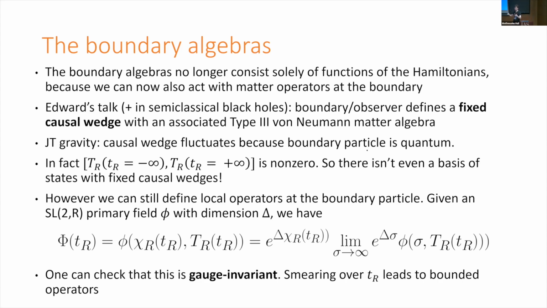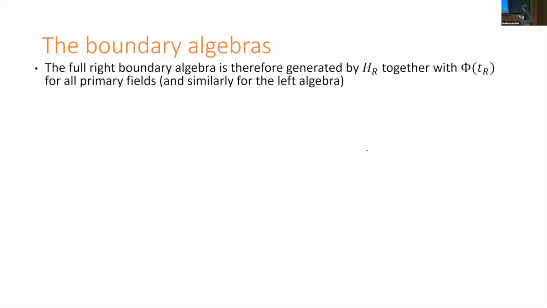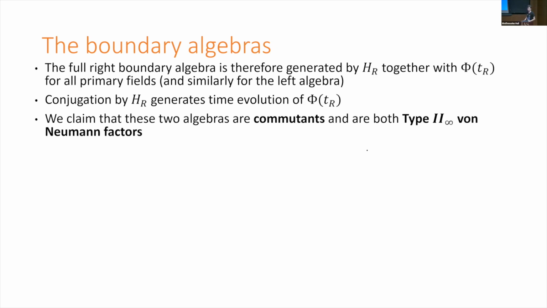Local operators are not very well defined, but if you smear them out over a little bit of boundary time, that's like smearing them out over a little bit of bulk time, and that should give us some bounded operators. So that lets us define a boundary algebra generated by the boundary Hamiltonian together with these primary fields of the boundary. And similarly, we have a left algebra. Clearly, conjugation by boundary time generates time evolution of these fields, vector t_R. And we claim that these two algebras are each other's commutants, and are in fact type 2 infinity von Neumann factors.